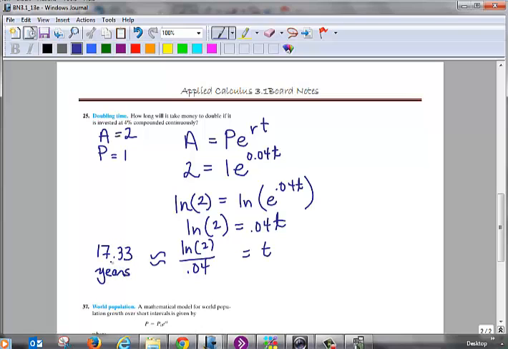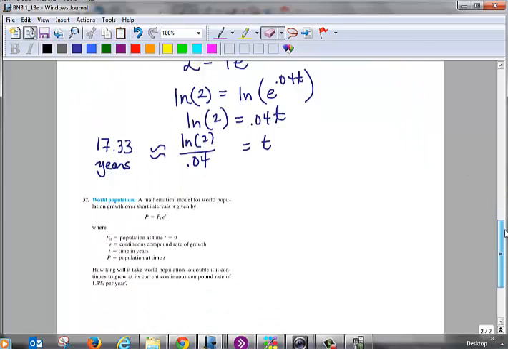So the same problem could have been, how long will it take for your money to triple? And it would end up being natural log 3 divided by whatever the rate is. Triple is a factor of 3. So you can see that pattern emerge that could save you a little bit of time when solving these types of questions.